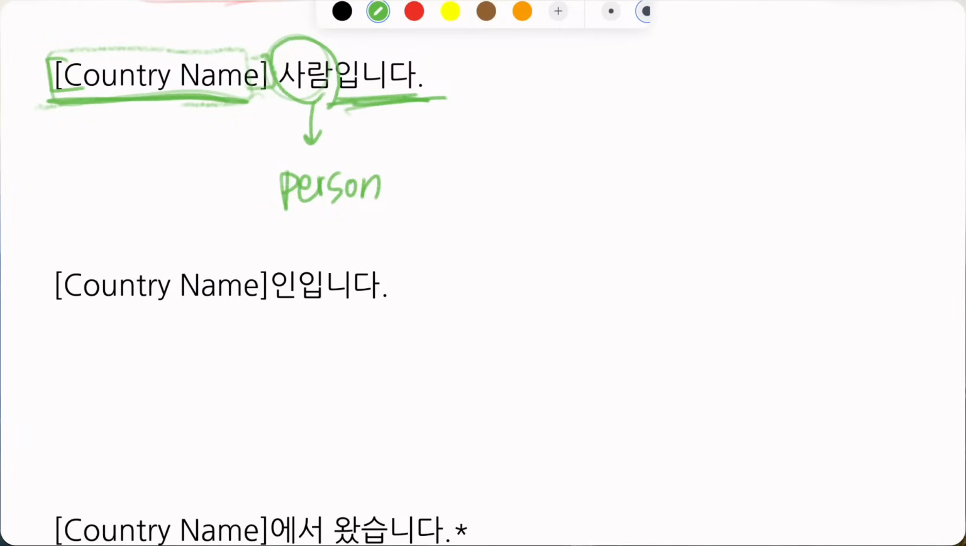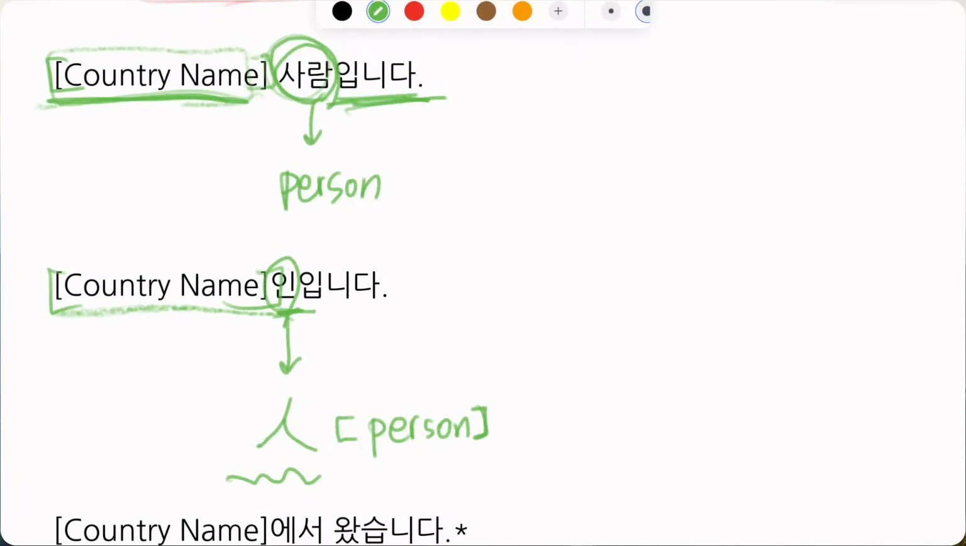Or you can also say country name 인입니다. 인 also means a person, but the difference between 사람 and 인 is that 인 is a Sino-Korean word that comes from this Chinese character, which means a person. This character actually looks like a person, right? A person's legs walking. So I'm sure that would be a really good way to memorize this 한자, this Chinese character. But anyways, you can also say country name 인.